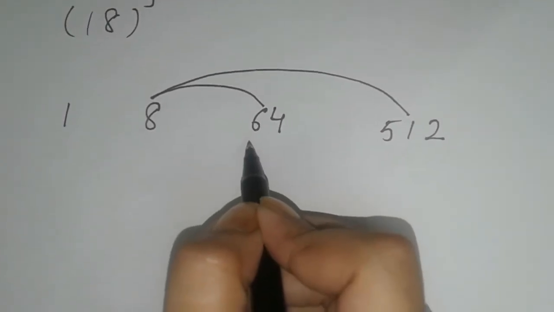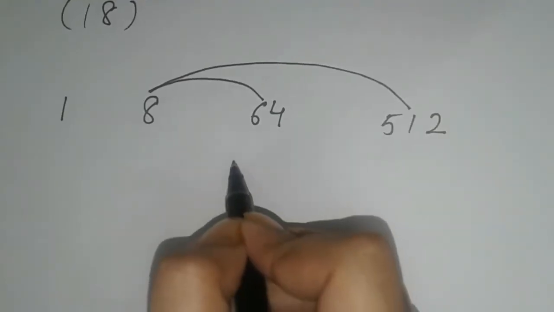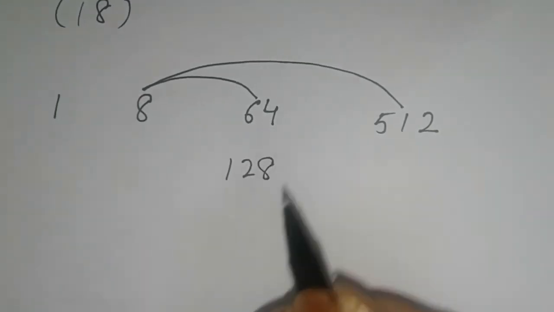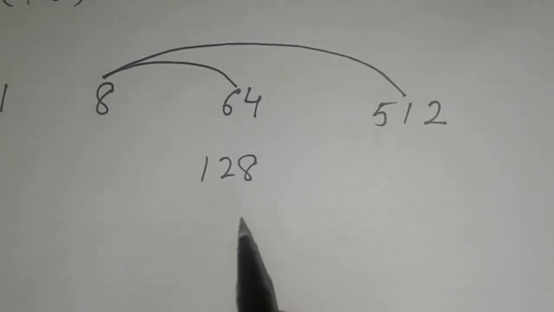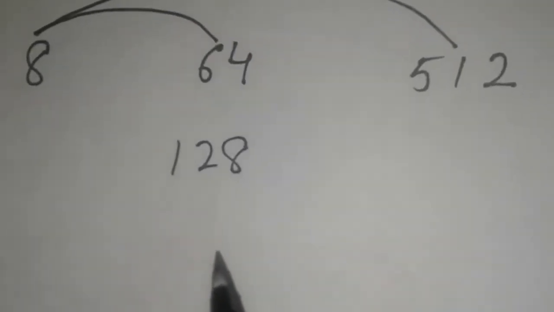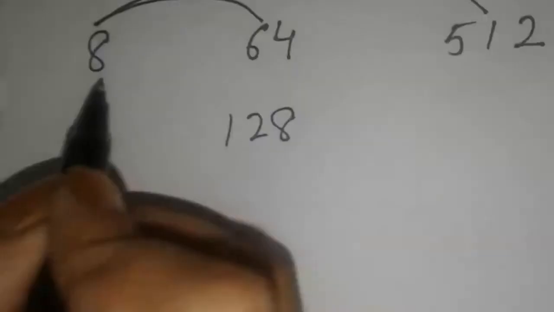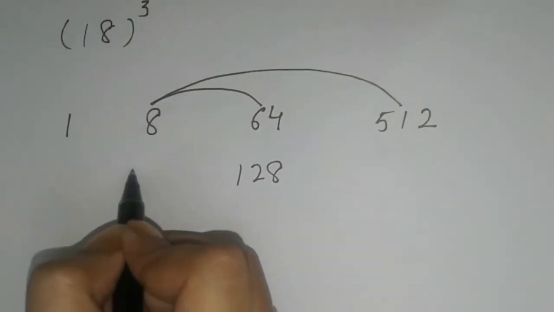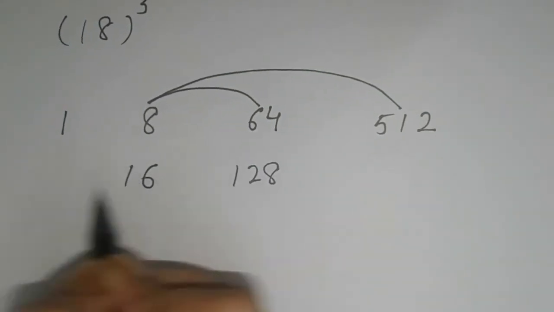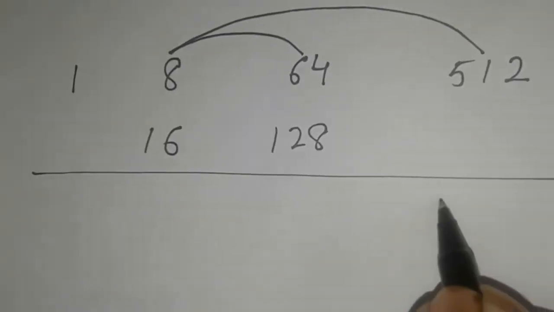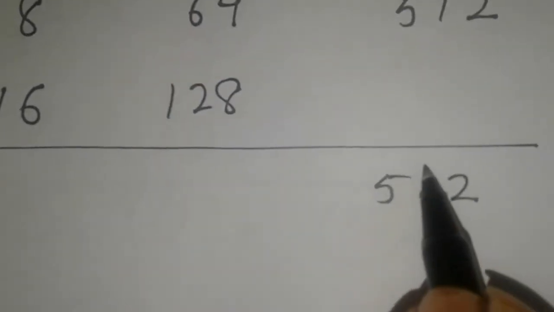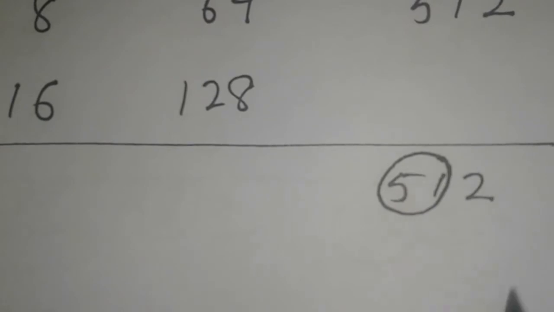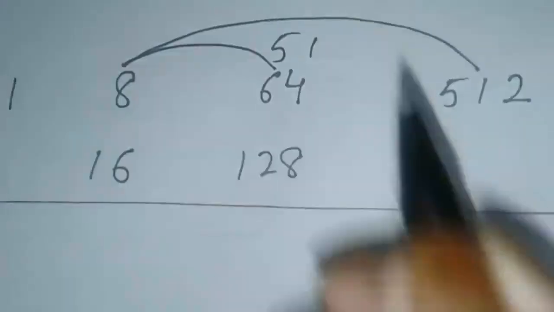We double 64. What is double of 64? 128, which is not difficult to count, the double of 64, and it is very easy to count double of any number. Now we'll double 8. Double of 8 is 16. Write 512 as it is. Now encircle this 51 and take it over here.